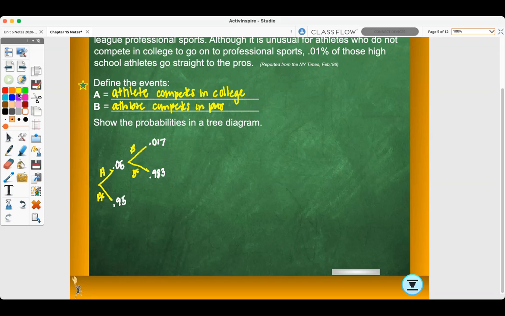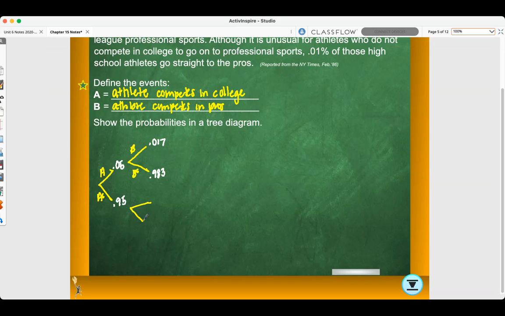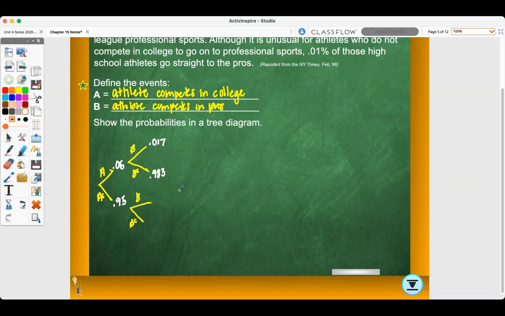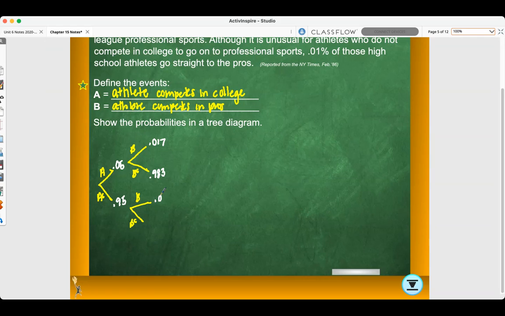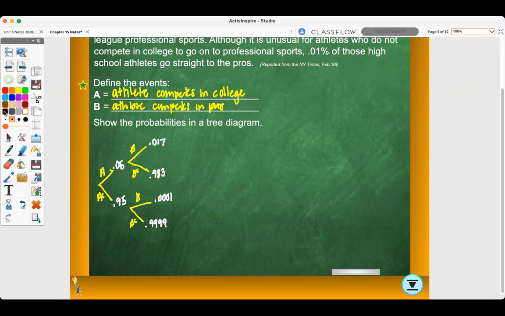Then if you don't compete in college, the probability that you compete in the pros is a lot smaller. So we have B and B complement. And the probability that we compete in the pros is 0.0001. And the probability that we don't compete in the pros is 0.9999. So here we have our probabilities.